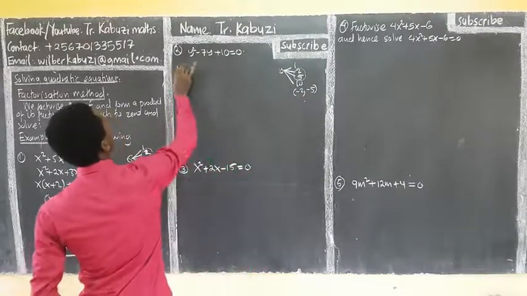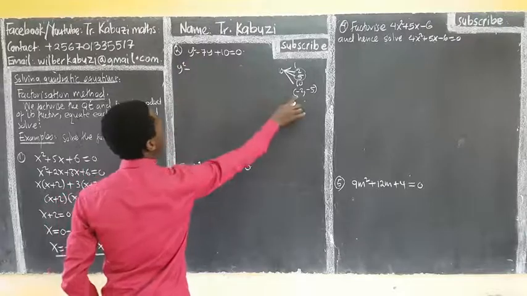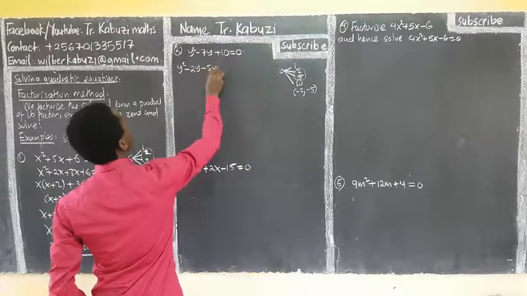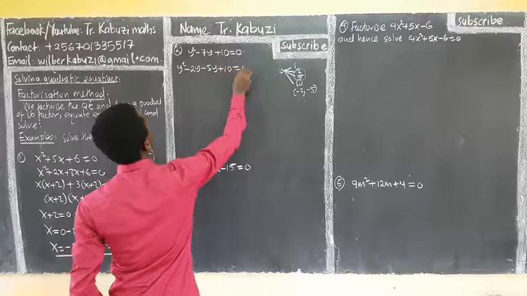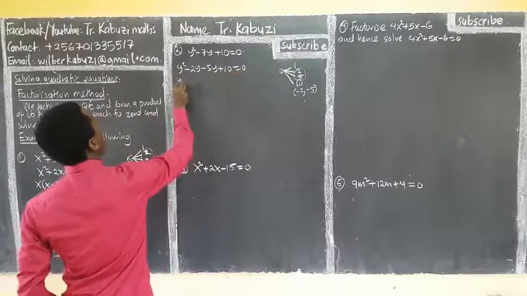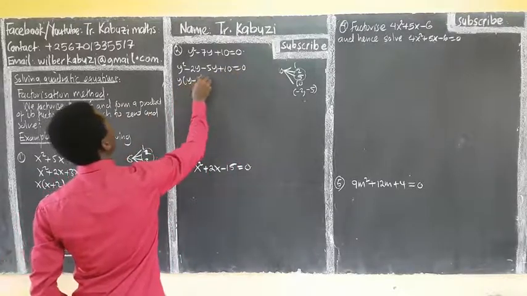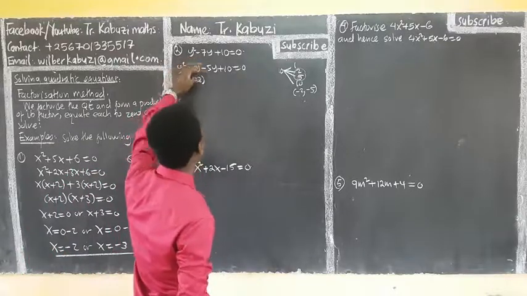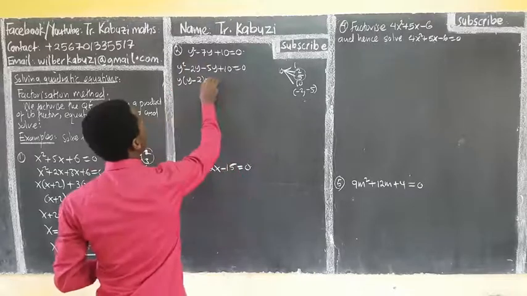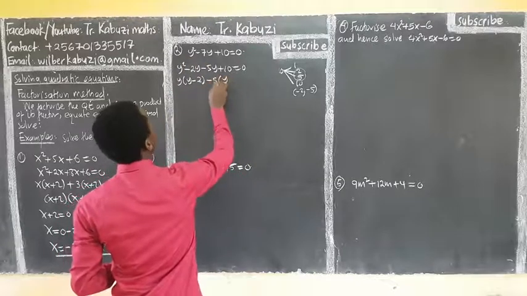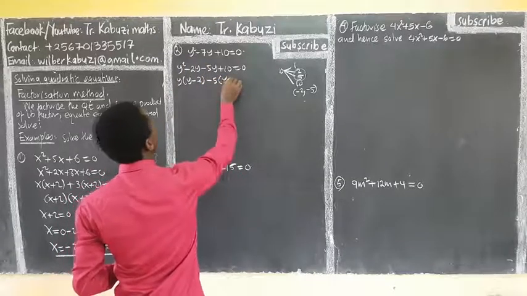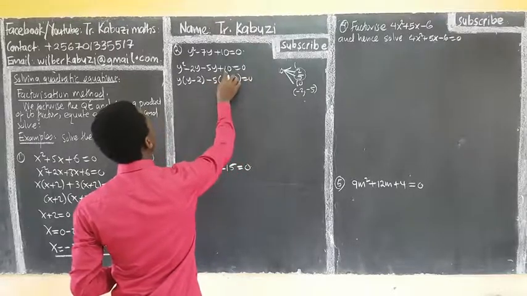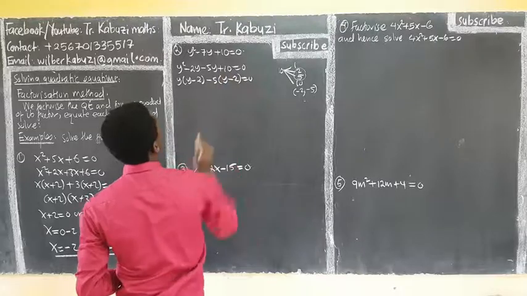So now this will be y squared, and where there is this, I put these two: minus 2y minus 5y plus 10 equaling 0. So factorize out y minus 2. Here I want to make this y positive, so I factorize out this negative 5: negative 5 into y. When I divide this 10 by negative 5, I get negative 2, equaling 0.